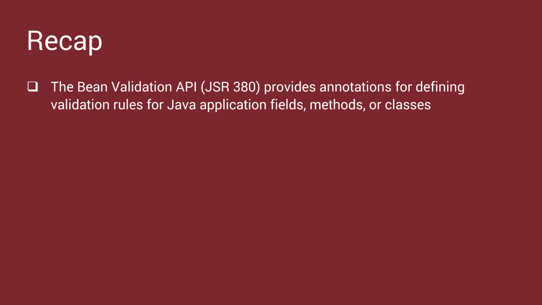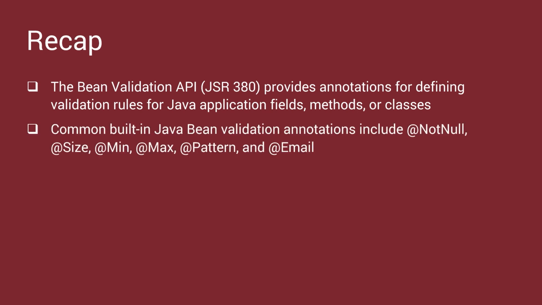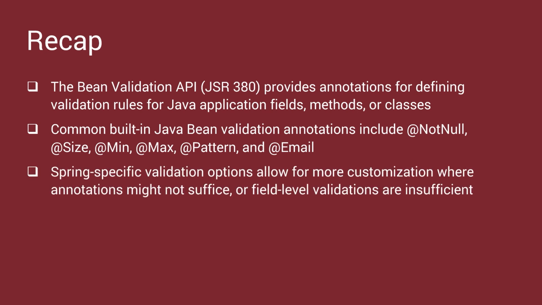In this video, you learned that the Bean Validation API, JSR 380, provides annotations for defining validation rules for Java application fields, methods, or classes. Common built-in Java Bean validation annotations include @NotNull, @Size, @Min, @Max, @Pattern, and @Email. Spring-specific validation options allow for more customization for scenarios where annotations might not suffice or field-level validations are insufficient.